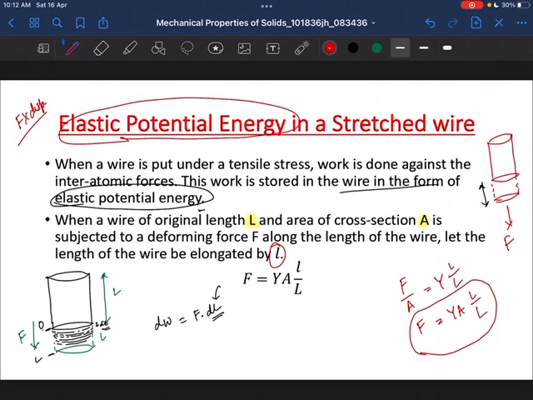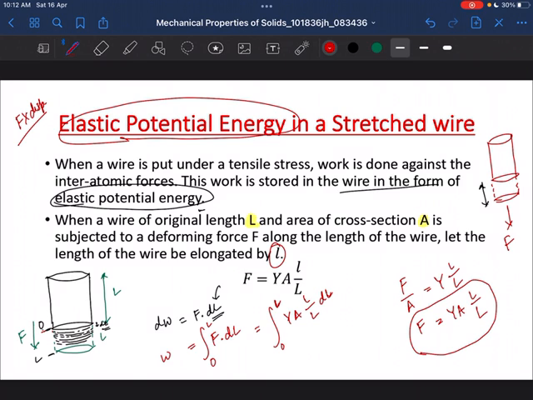And integration from where to where? We need to integrate starting from 0 to L, that is the largest deformation, the maximum deformation we can have if we apply the force F. And that is equal to the total work done. So from here, if I integrate, first we put the value of F in here. F is Y A small l by capital L into dl, and this l is small l, but this one is a capital L.